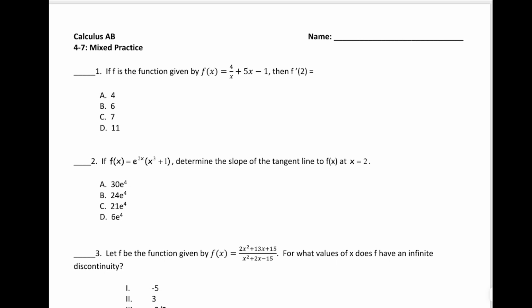So all of these problems are good as far as helping to prepare you for both the midterm and the actual AP test later this year. So let's just go through these and make sure that you understand how each of these problems work.